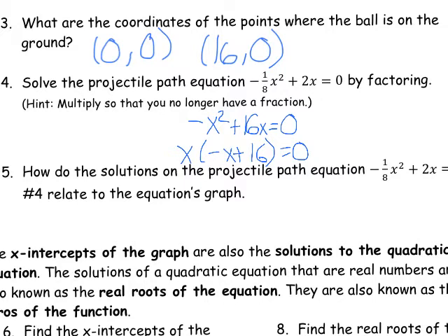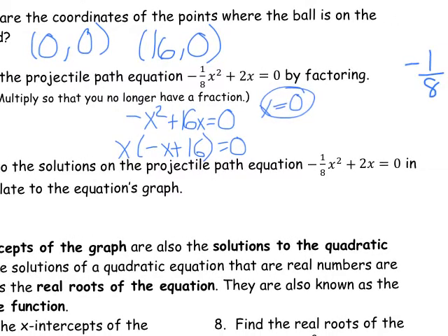So my two chunks, remember, in order for this whole thing to be 0, either piece can be 0. So I can set up one equation that is x equals 0. That one's already solved for me. And then I set up my second equation, negative x plus 16 equals 0. I subtract 16 from both sides, I get negative x equals negative 16. I divide by negative 1 on both sides, and I get x equals positive 16. So how do I find the solutions to a quadratic?